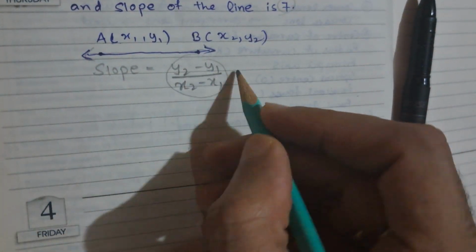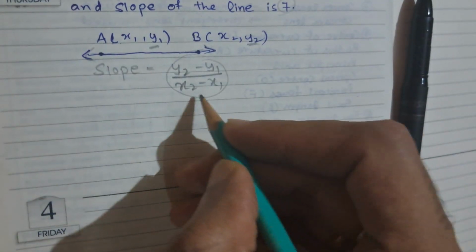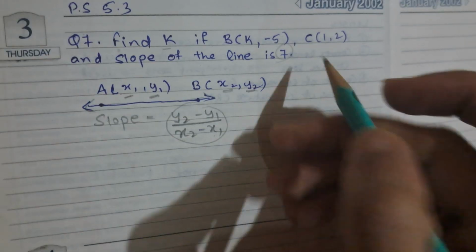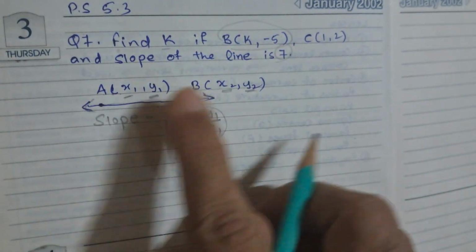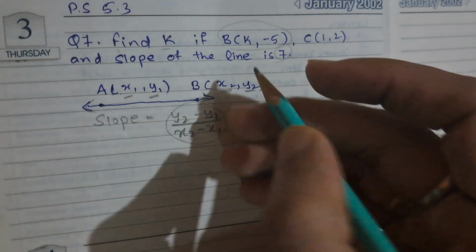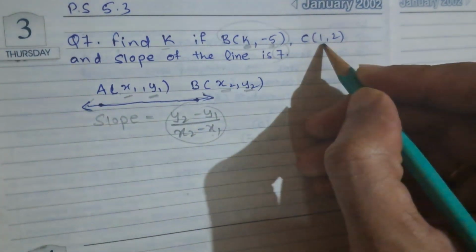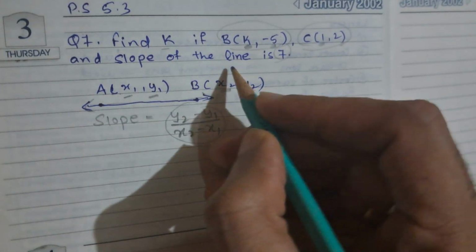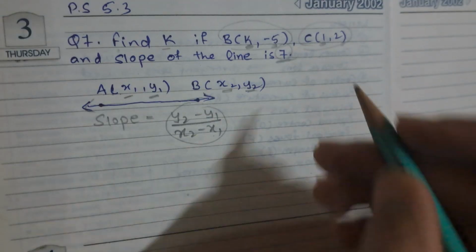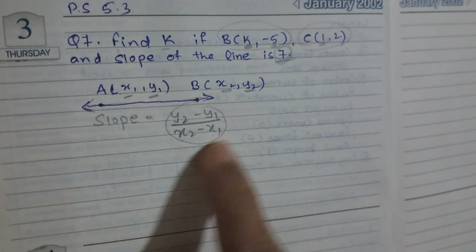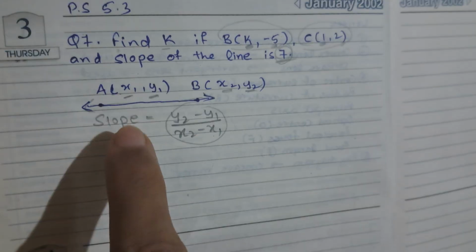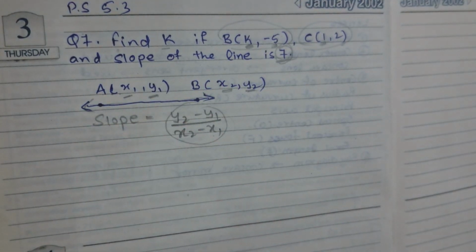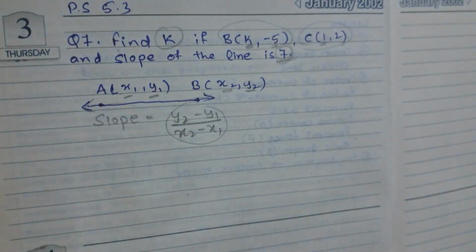So y2 minus y1 is nothing else but this minus this, and then x2 minus x1 means this minus this. Similarly, here we have two points. Earlier I had A and B, but in this question it is B and C. So this should act as my x1, y1, and this should act as my x2, y2. The slope's value itself is given to us as 7. So in the same formula, you just have to put the corresponding values and solve it. You will get the value of k. So let's see how to go with this.